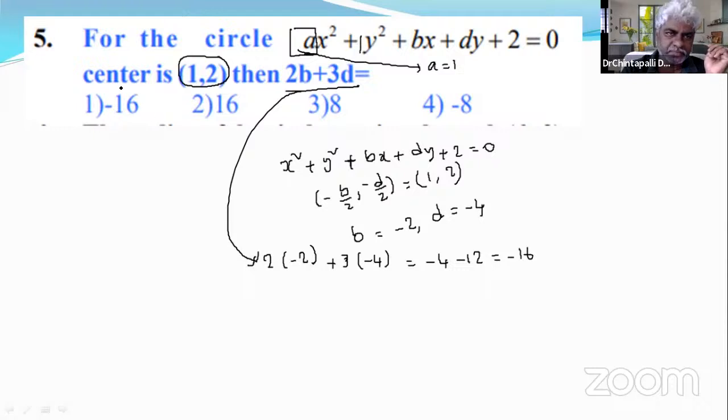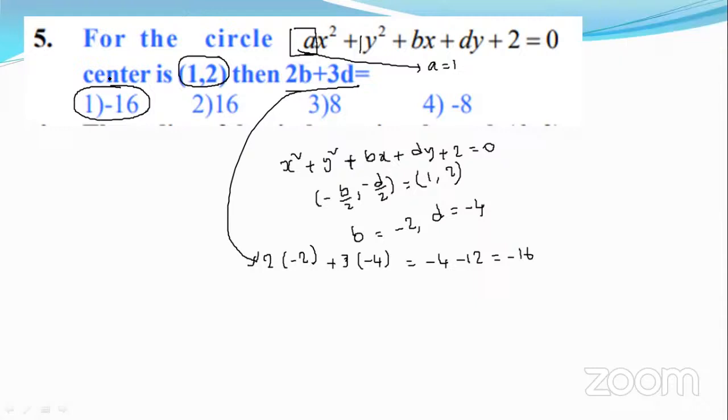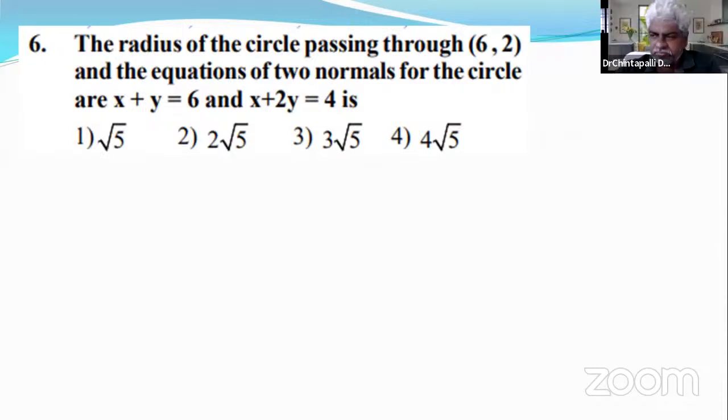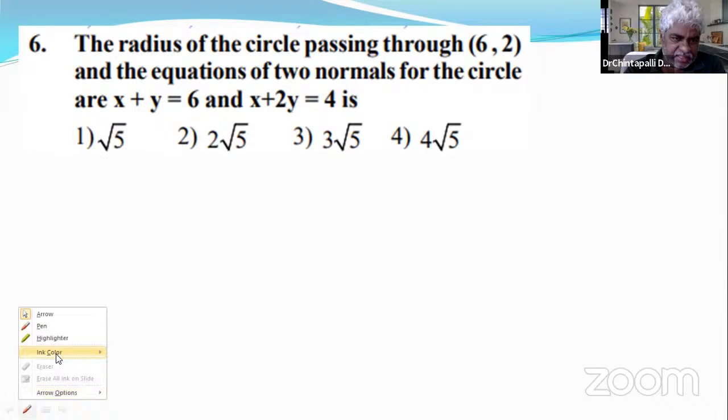Right. So negative 16, yeah. Can you do this? The radius of a circle passing through 6, 2, and the equations of 2 normals for the circles having the same property. See, it is a circle.